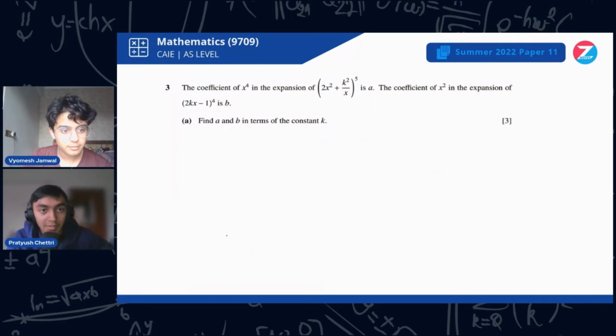Okay, Vyomesh, would you like to help us through this one? Sure. So it says the coefficient of x to the power 4 in the expansion of this is a. The coefficient of x squared in the expansion of this is b. Find a and b in terms of constant k.